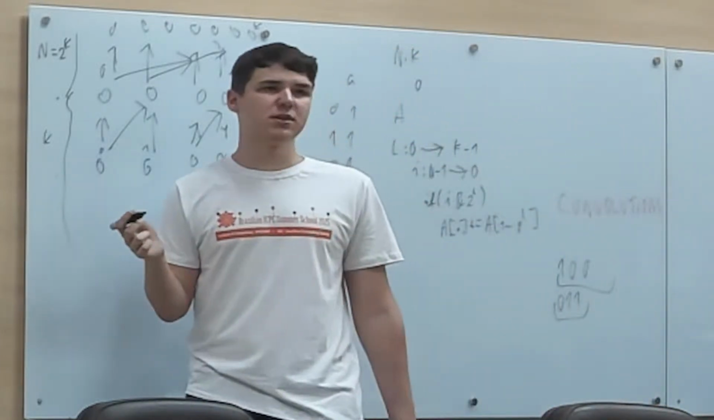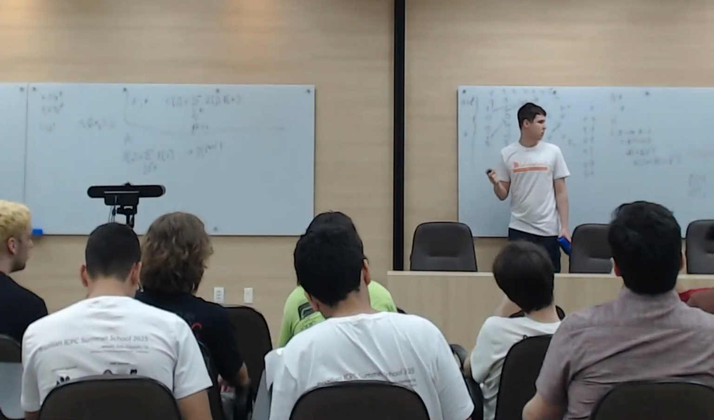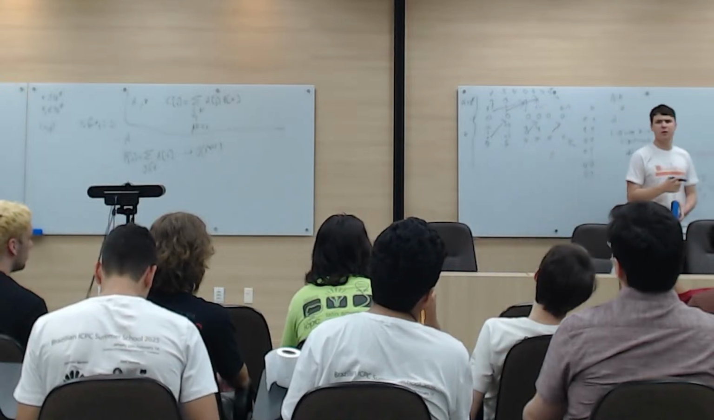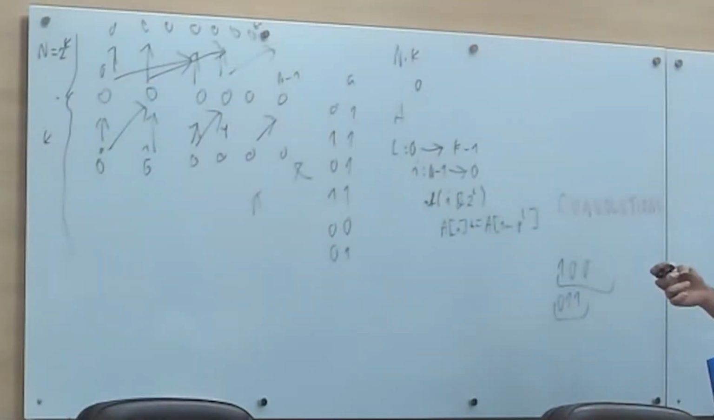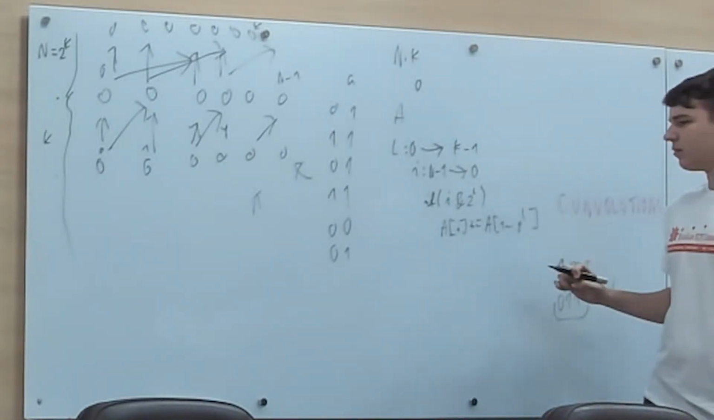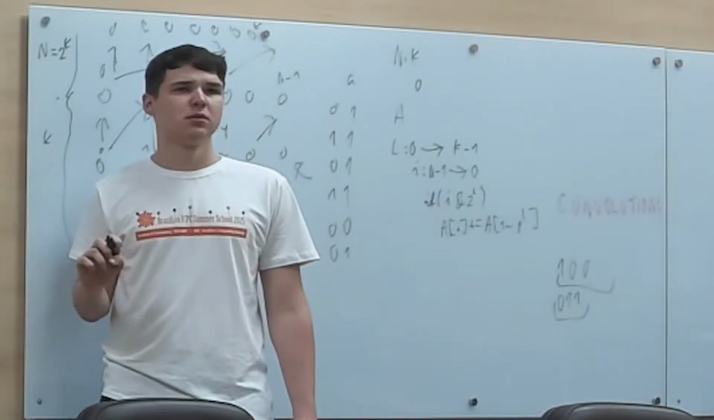Okay, any questions up to this point? Yes. Why does the second for have to go from n-1 to 0? Because... I don't think it does. I think if you go from 0 to n-1, it will work as well. Okay, you're right. My bad. Okay, any further questions?